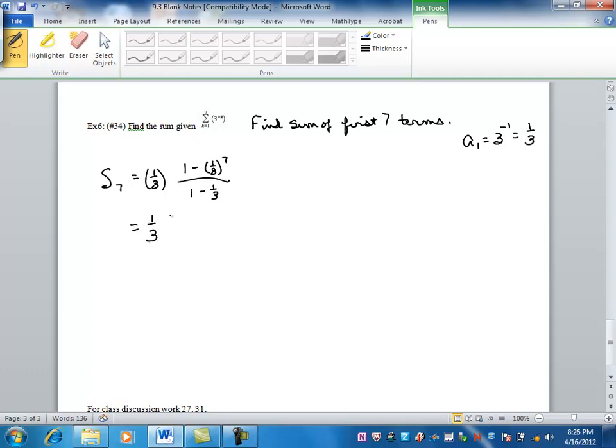So we've got 1/3 times 2186 divided by 2187 all over 2/3, and that works out to be 1093 divided by 2187. So that's the sum of the first 7 terms.